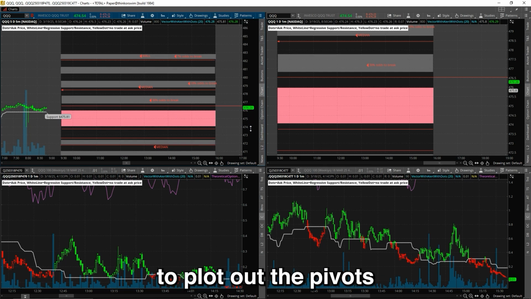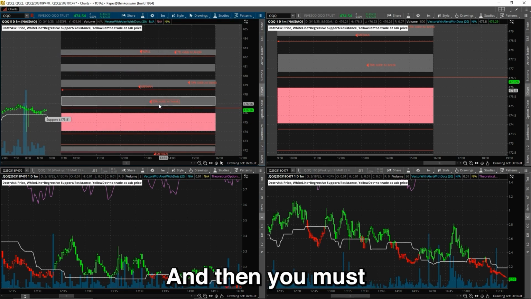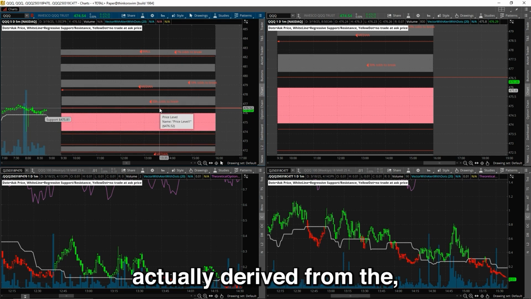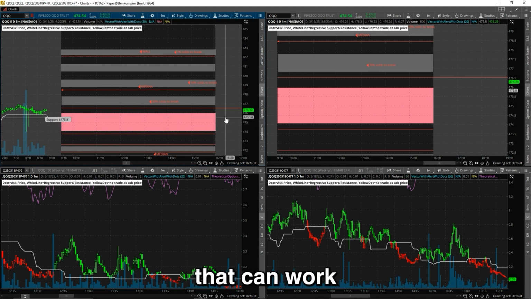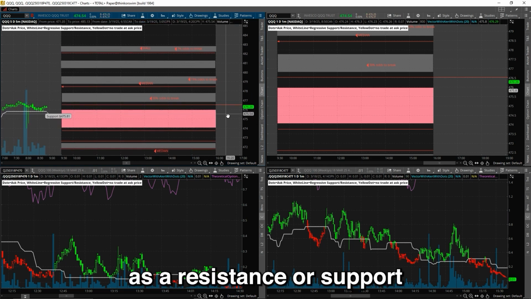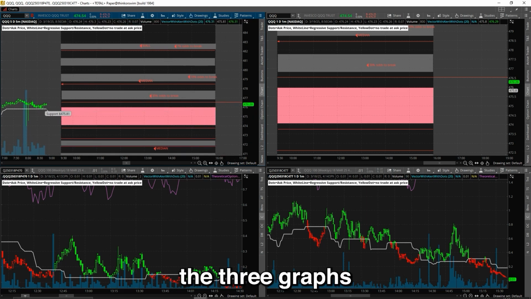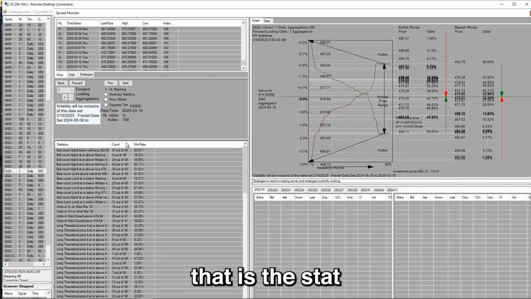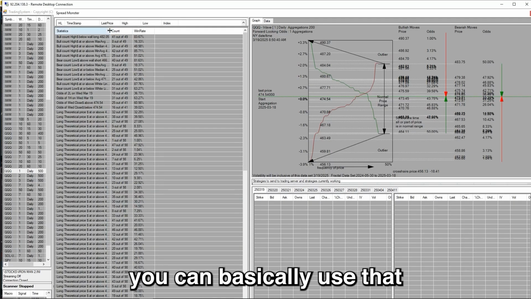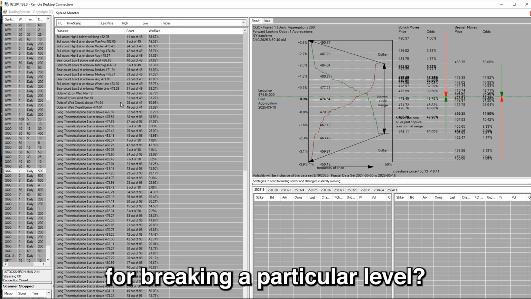There are two ways to plot out the pivots. I'm going to be talking about that very soon. And then you must be seeing these lines. These lines are derived from the odds graph, wherever I saw that the frequency is going flat, that can work as a resistance or support. So that is how I used the three graphs. And there's just one more thing about this spread monster, that is the stat. With the stat, you can see the probability for breaking a particular level.